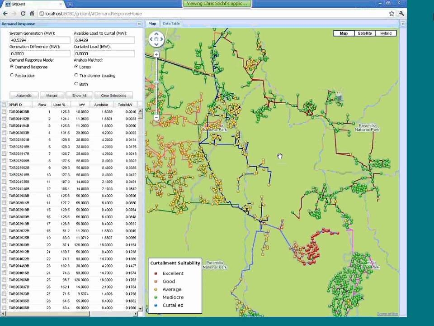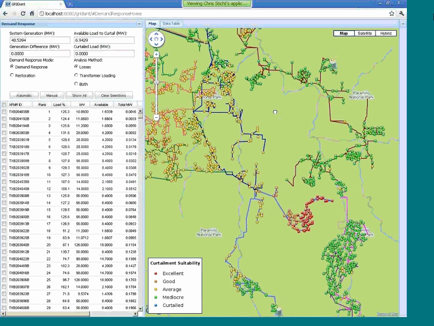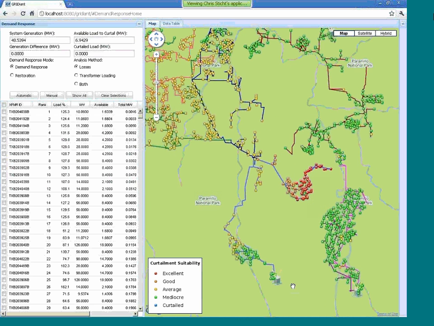We're trying to get, in a sense, more out than what we're putting in, by leveraging the losses associated with serving loads on the system.